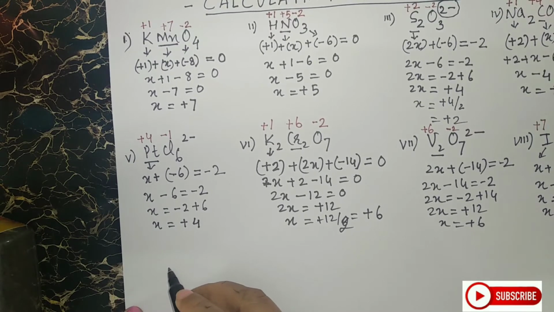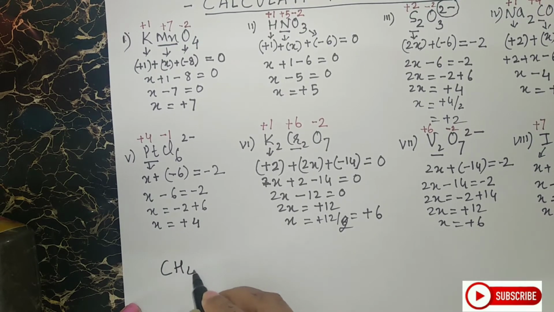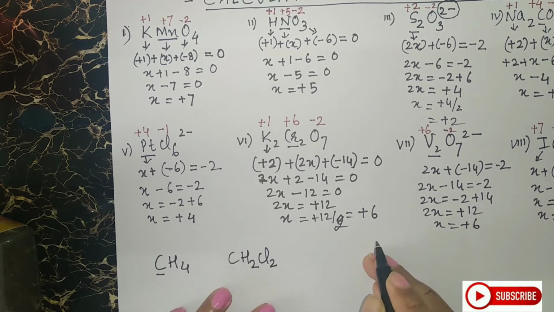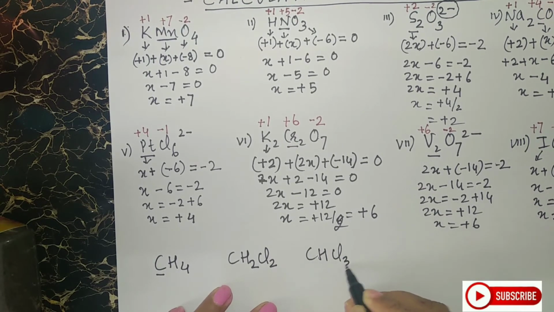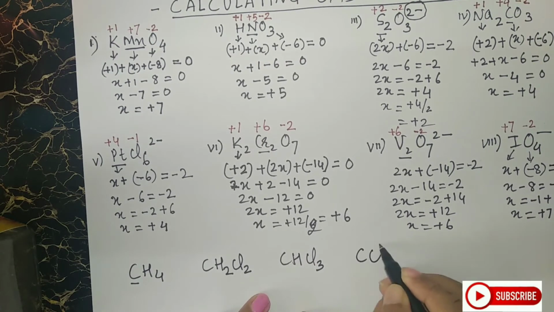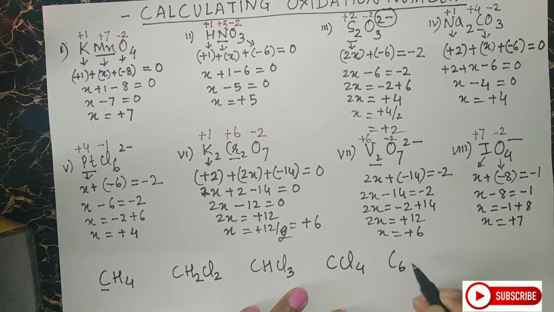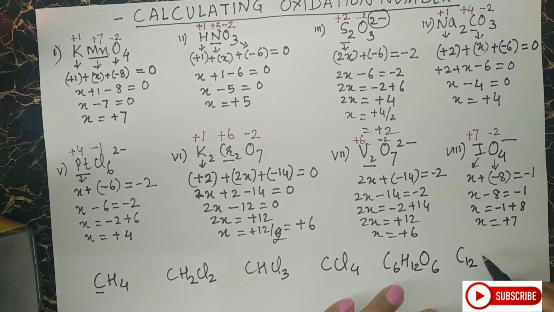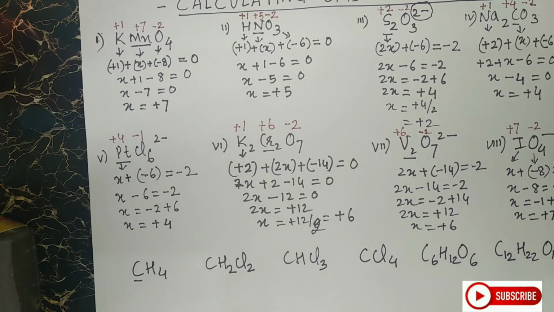So the first example I'll be considering is methane. Here I am calculating the oxidation state of carbon. Next, what I will be having is CH2Cl2. Next is CHCl3, CCl4, C6H12O6 and C12H22O11. All carbon compounds, and I'll calculate the oxidation state of carbon in all the molecules which are given here.